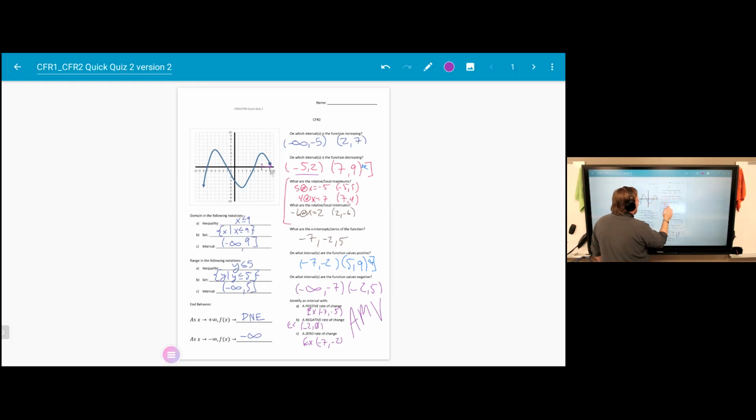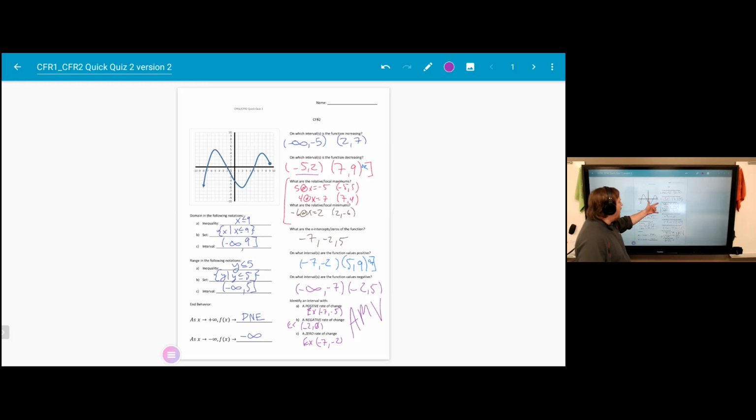Now, one of the questions I had was, do I actually absolutely have to have the parenthesis or can I have the bracket this time? I would accept either one because we didn't have a real big conversation about that when you have an endpoint. I would accept either one of those as long as you're justifying that.